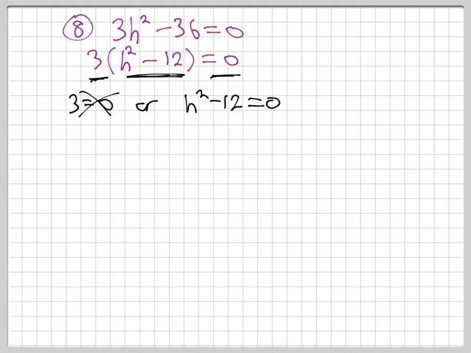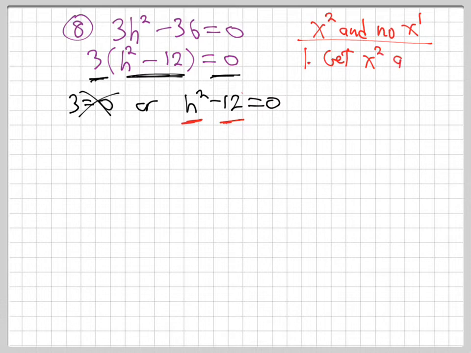Yeah, right. So let me give you the game plan. Here's the overall game plan. If you have x squared and no x to the first, that's what we have here. See how we have an h squared and we don't have a regular h anywhere? We just have h squared and a number. So if you have that, this is a little different, a little easier actually. Get x squared alone and then do the root and the plus or minus root. So, okay, let's first off add the 12 over.